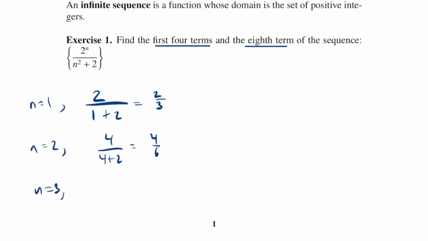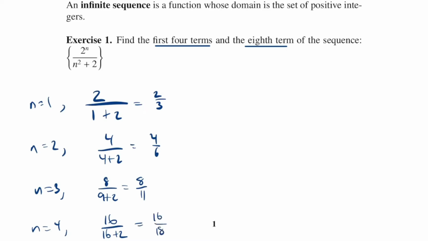The third, 2 to the third is 8, over 3 squared is 9, plus 2, that's 8 over 11. And then we'll do the fourth term. That's 2 to the fourth, which is 16, over 4 squared, which is 16, plus 2. All right, so that is 16 over 18.